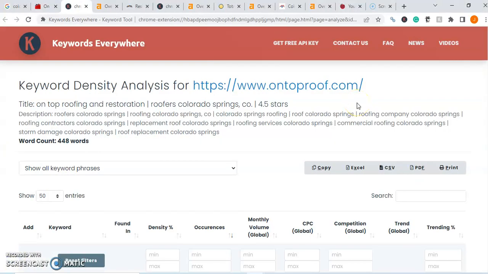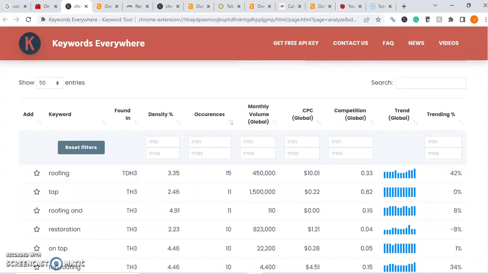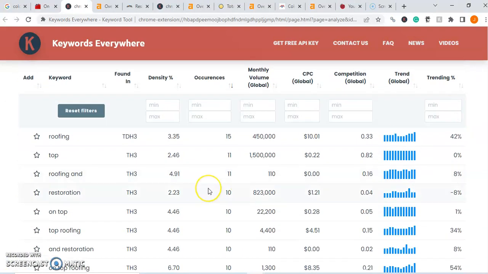So here we are on a tool I like to use called Keywords Everywhere. And if we scroll down here, let's take a look at your most used keywords. For the sake of time, we're just going to focus on the first six. However, I do always recommend further optimizing if possible. But let's take a look at your keywords.